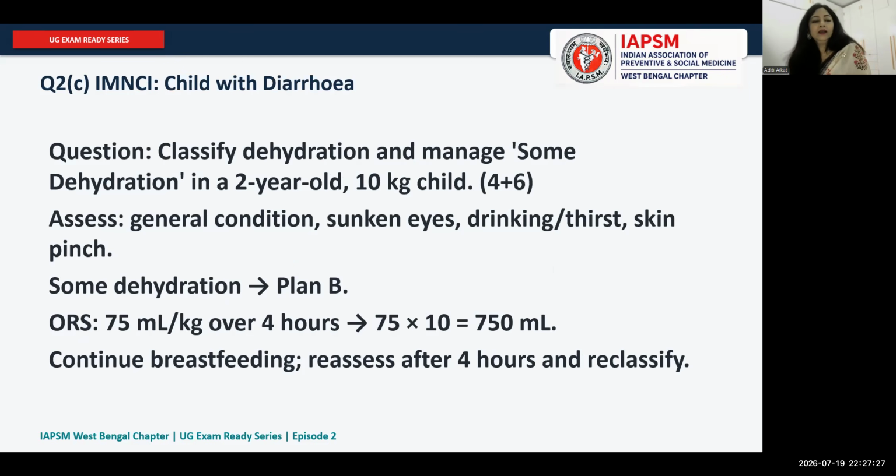Now, there was a question on classification of dehydration and managing some dehydration in a 2-year-old 10 kg child. Here, you have to keep in mind the IMNCI directives of look, assess, feel, and then proceed towards the some dehydration management. When it is explicitly mentioned that it is some dehydration, you do not spend your time explaining the other categories of dehydration.